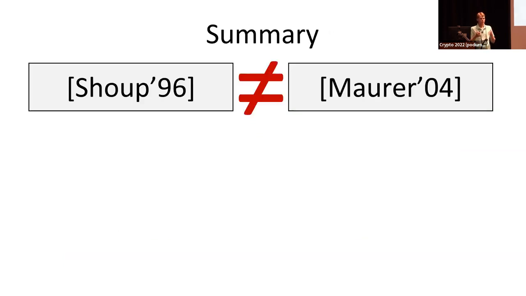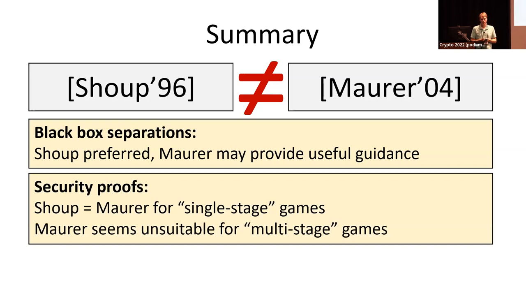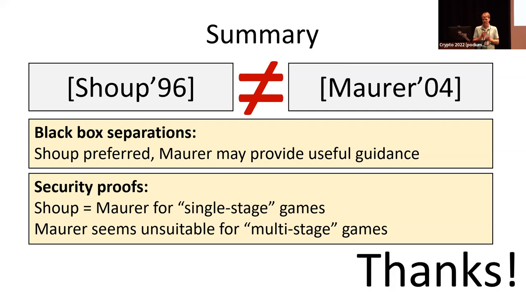So the summary again: Shoup's model and Maurer's model should not be treated as the same. If you are proving a black box separation, Shoup is always preferred. Maurer's model might be useful for gaining some idea of what's going on or guiding protocol design. But in general, if you can prove Shoup, you should. And for security proofs, if your game is single stage, you're welcome to use Shoup or Maurer. They are indeed equivalent. But if you're in the multi-stage setting, Maurer's model is really unsuitable and you should be using Shoup. And that's it. Thank you.